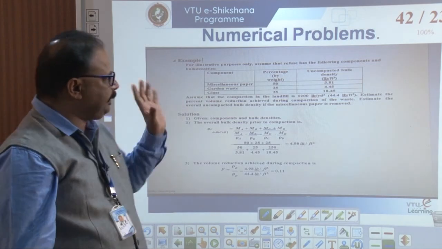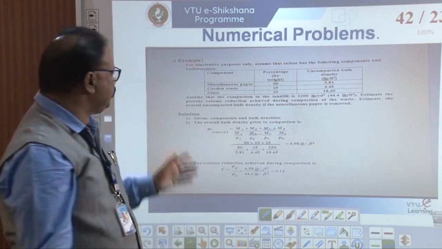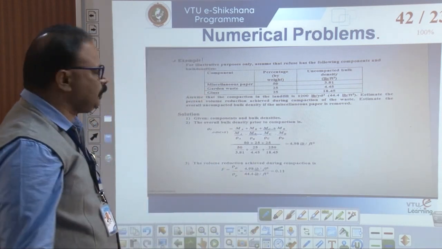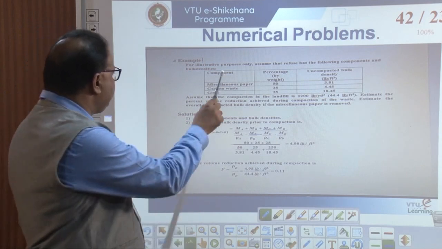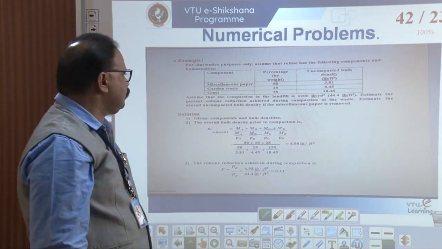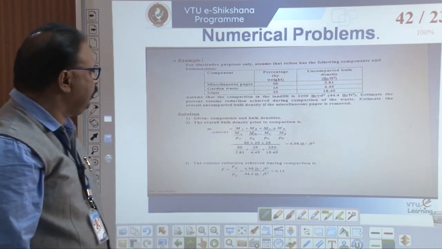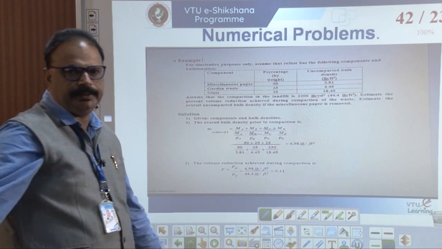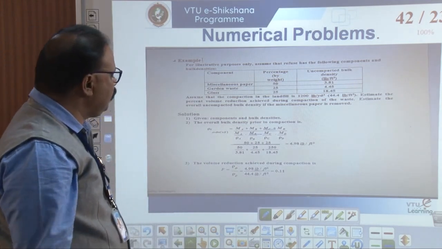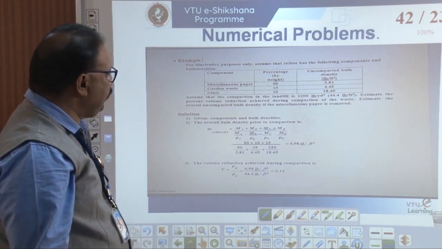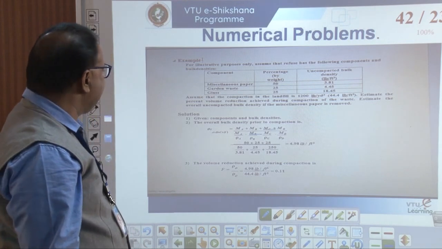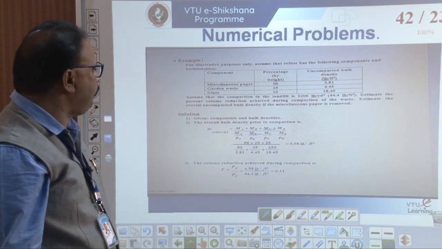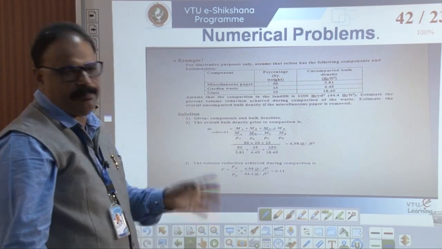Now we will look at the generation rate calculation, a numerical problem, and I will explain it. Assume the refuse has the following components, with bulk density: miscellaneous paper 50% by weight, garden waste 25%, and glass 25%, with uncompacted bulk densities 3.81, 4.45, 18.45. This is the question they give. Assume the compaction of the landfill is 1200 lb per yd cubed. Estimate the percentage volume reduction achieved during compaction of the waste. Estimate the overall uncompacted bulk density if miscellaneous paper is removed.